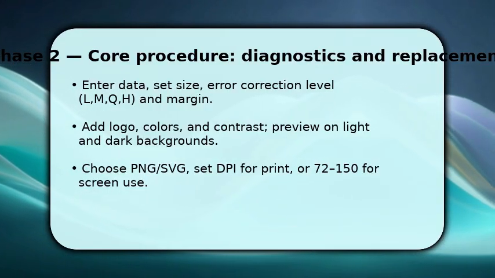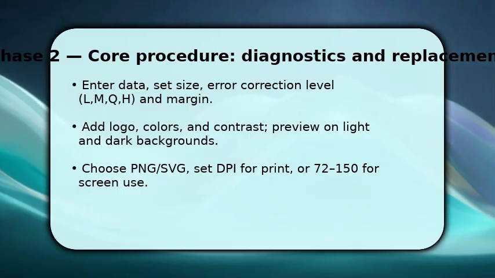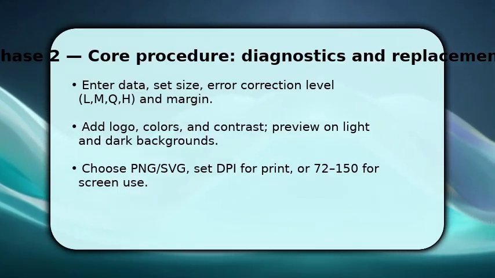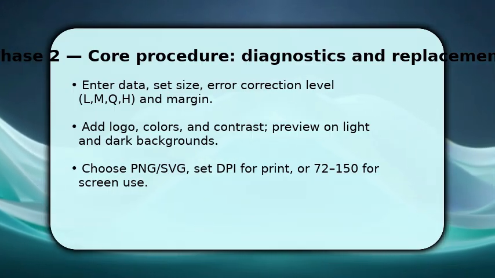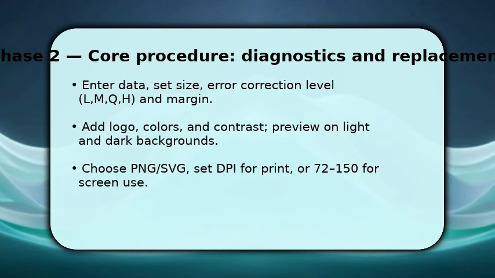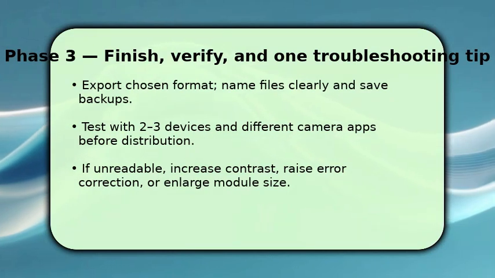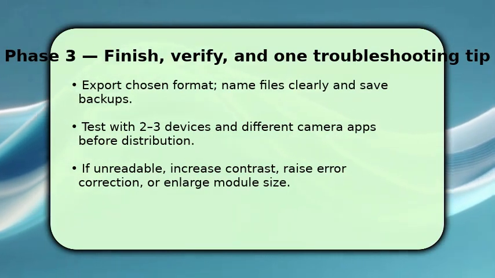Once you change size and margin, preview at target scale and select PNG or SVG. This ensures you export the right format and DPI for print or digital use. Finish by exporting the code and saving a copy with a clear file name so you can version control edits.